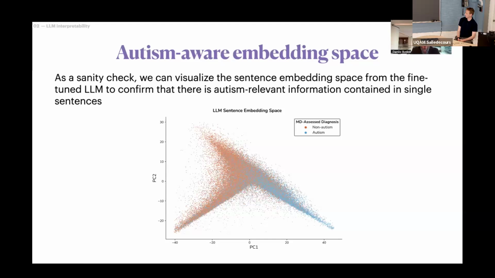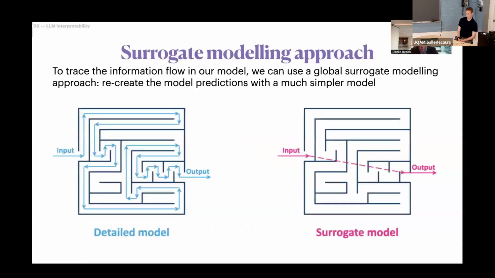So this already shows that we can, in fact, learn an autism-aware semantic space. So whatever it is that the large language model is doing, it has a close relationship to the outcome that we actually care about. And if you look at the dots, there's some overlap, but it doesn't seem to be too much overlap. So how can we try to dissect this even a little bit further?